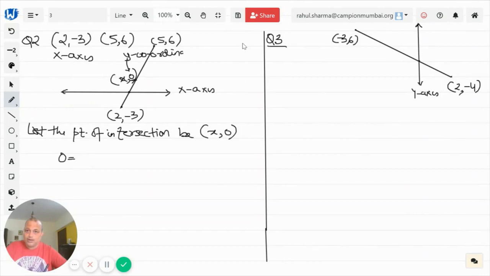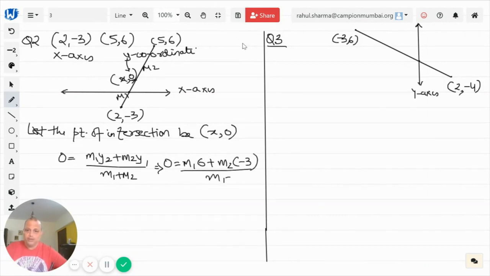And I know how to calculate the y coordinate using the section formula. So 0 is equal to m1 y2 plus m2 y1 upon m1 plus m2. So let's look at this. 0 will be equal to m1, not given, y2. 2, negative 3 is the first point. So we are looking at this as m1, this as m2. So y2 is 6 plus m2 y1, which is negative 3 upon m1 plus m2.